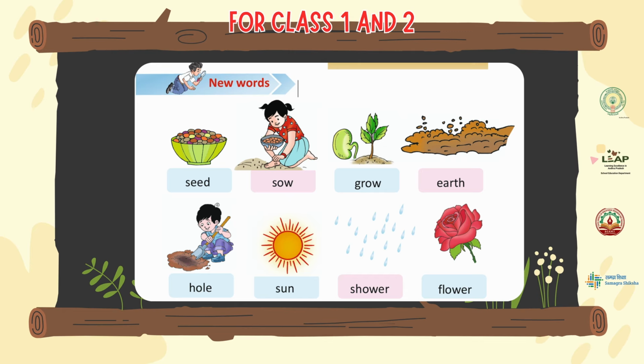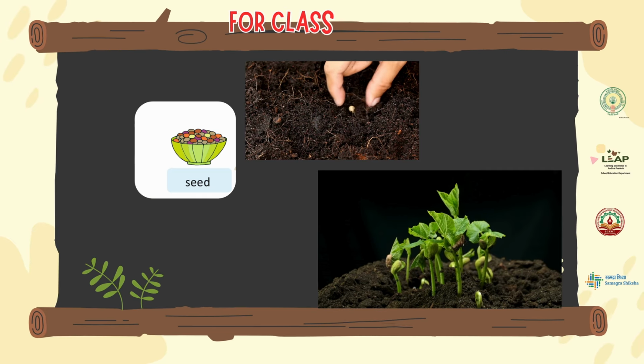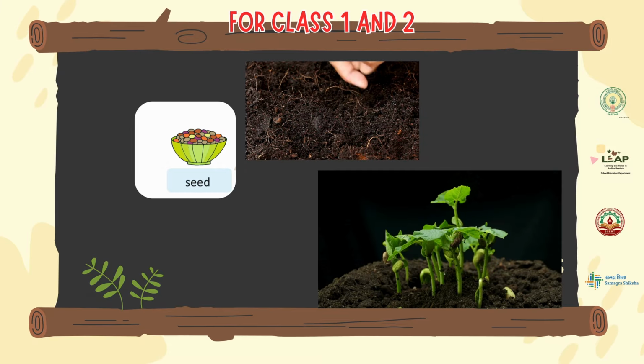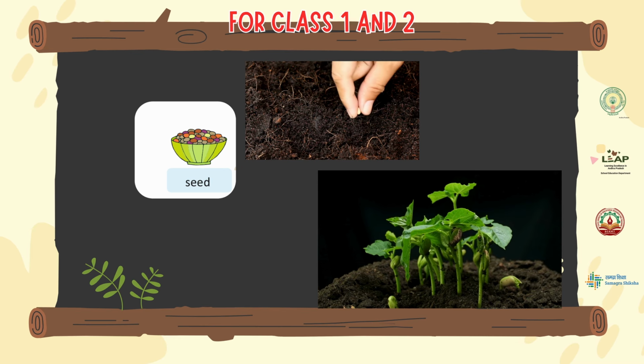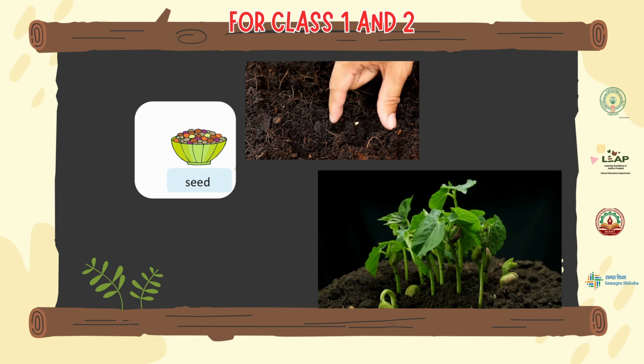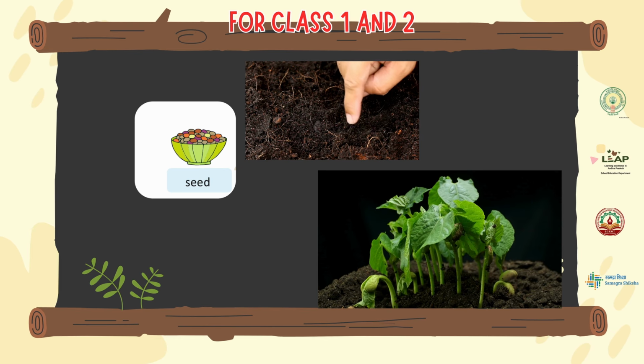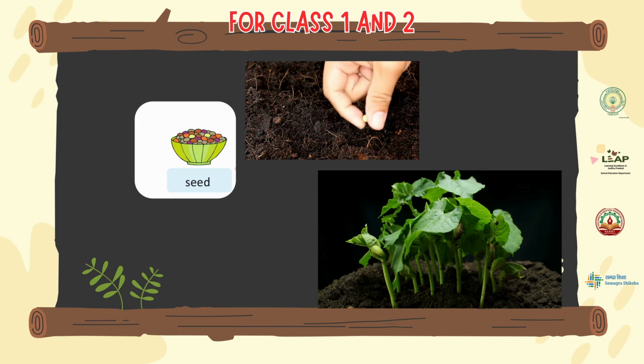Now, like this, my dear children, we have 8 new words about how plants start and grow, found on page number 138. Now, I will read one by one. So, right from seed to flower. Now, you have to repeat each word clearly. Okay, my dear children. Now, the first one is seed. You can see the picture also. So, we have to pronounce this word as seed.